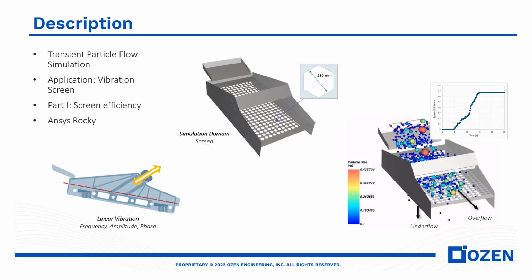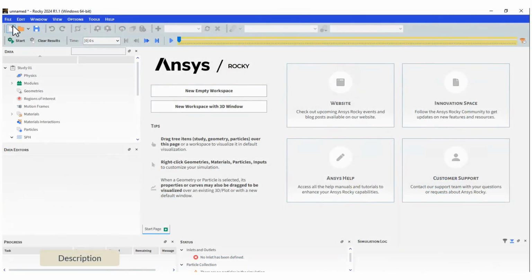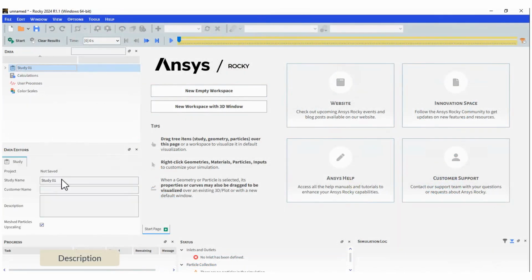This time we will simulate a vibrating screen to determine its efficiency using ANSYS Rocky. So let's proceed with the setup. Click on the new project icon and save it accordingly. In the study section, write some notes related to the setup of the model.